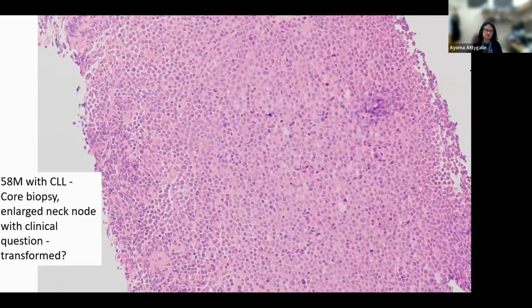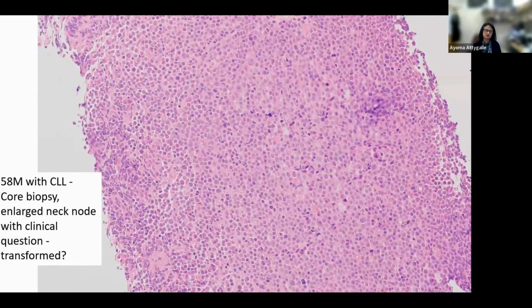So this was an example of a patient, a 58-year-old male, with a CLL diagnosed on core biopsy, and now there was an enlarged neck node. And these can be quite PET-avid, just to say, these ones which are accelerated. So there is the suspicion: is it transformed? And the clinical question obviously was, is it transformed?